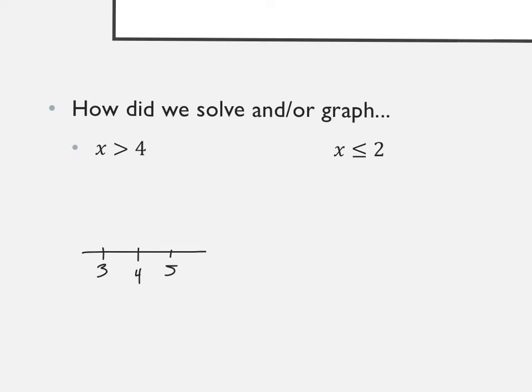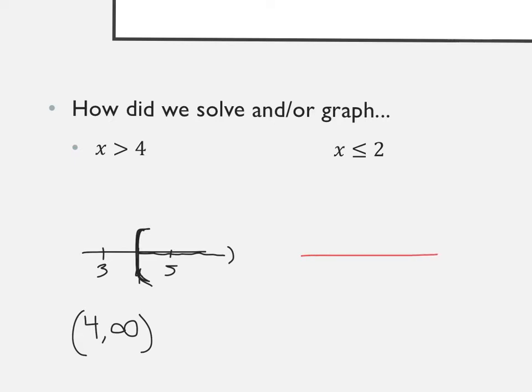And remember, for a greater than sign, we use an open dot or a parenthesis. And because greater than means larger, we want to face the parenthesis to the direction of our solution. So our solution would be something like this. And then if you recall, we wrote our solution as 4 to infinity. Now, a parenthesis for the 4, and always with infinity signs, you will use a parenthesis.